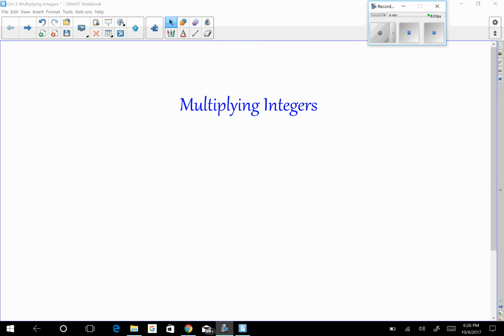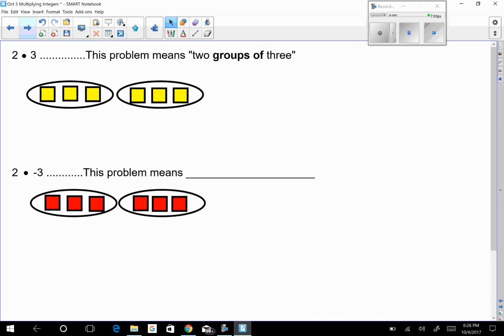Today we're going to be learning how to multiply integers. First we're going to start off with the models and then we're going to go to the formal rules. Here we're going to start with our counter models. You need to make sure you are writing all the examples that we do in the video into your notebook so that you can go back and look at them when we do our activities in class.